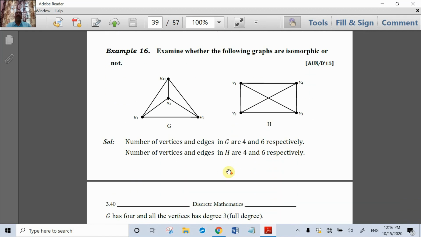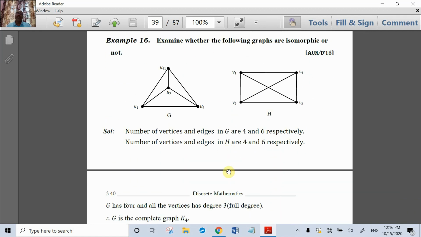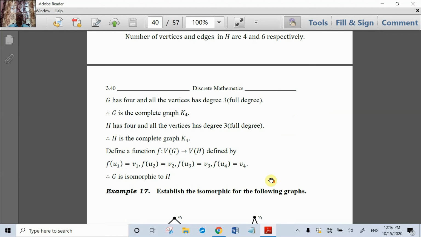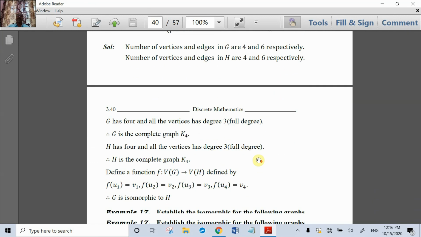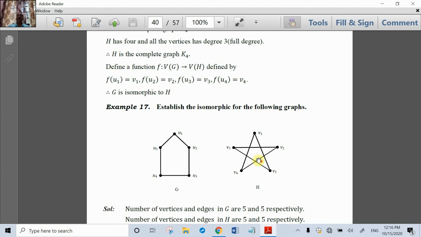Now see, if you see this problem, whether these two are isomorphic or not. Every pair of vertices has edges. Here also every pair of vertices has edges. Therefore, this is nothing but complete graph K4. Both the graphs are complete graph K4. Number of vertices, number of edges, degrees, all are same. Complete graph of K4. Therefore, U1 is mapped to V1, U2 is mapped to V2, U3 is mapped to V3, U4 is mapped to V4. Therefore, this is isomorphic.